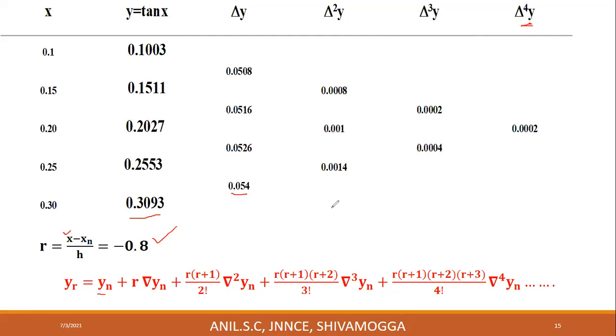Del square Yn is 0.0014 plus R into R plus 1 into R plus 2 divided by 3 factorial, which is 6, and R is minus 0.8. Del cube Yn is 0.0004 plus R into R plus 1 into R plus 2 into R plus 3 divided by 4 factorial, which is 24, into del power 4 Yn. Substitute all the values, simplify.